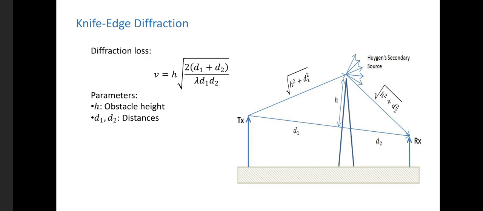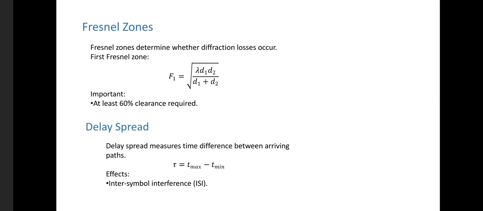This d1 and d2 are from the midpoint, and h is the height. The Fresnel zone determines whether the diffraction loss occurs or not. The first Fresnel zone is given by square root of lambda d1 d2 by d1 plus d2. At least 60 percent clearance is required. That is, 60 percent of the line of sight should be clear to propagate this millimeter wave communication. And delay spread also measures the time difference between the arriving paths.